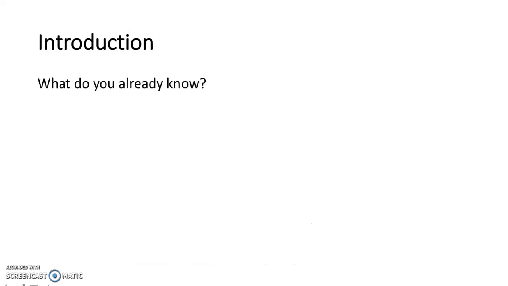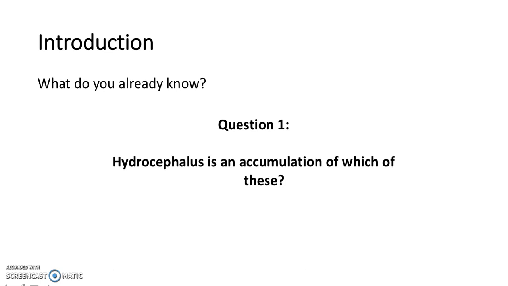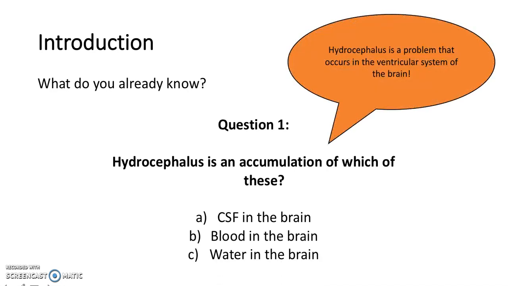So we're going to start with a few questions to find out what you already know. Question 1. Hydrocephalus is an accumulation of which of these? Is it CSF in the brain, blood in the brain, or water in the brain? Remember that it's a problem that occurs in the ventricular system of the brain, so therefore it's a CSF problem.